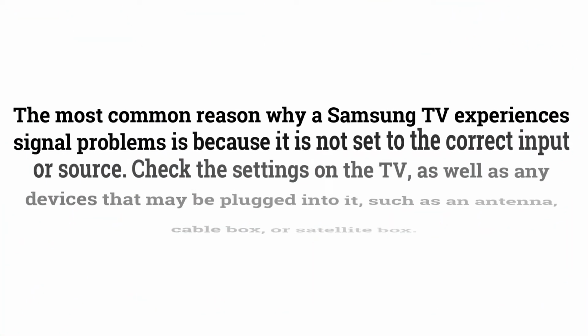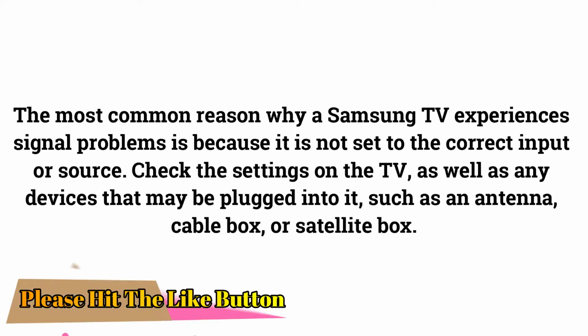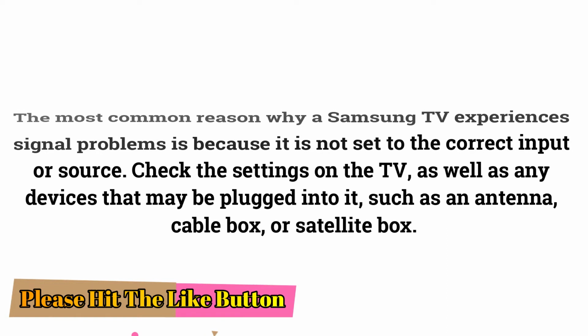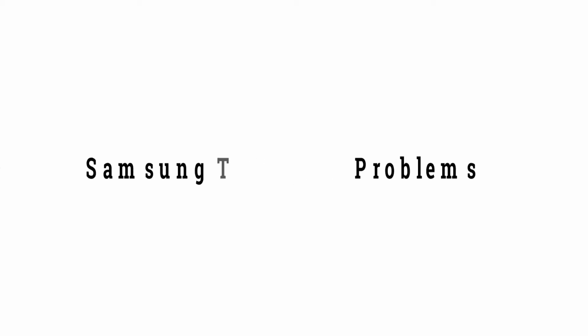The most common reason why a Samsung TV experiences signal problems is because it is not set to the correct input or source. Check the settings on the TV, as well as any devices that may be plugged into it, such as an antenna, cable box, or satellite box. Samsung TV signal problems.